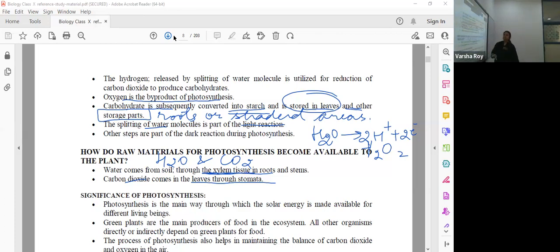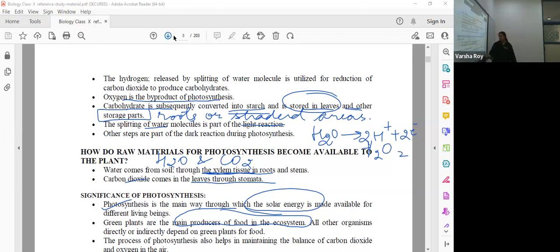Next, what is the significance of photosynthesis? क्या फायदा है photosynthesis से? Environment को क्या फायदा होगा? सबसे बड़ा फायदा food synthesis. This is the only way कि हम solar energy को भी trap कर रहे हैं. So this is a transducer. It is like a transducer converting one form of energy into another form of energy. So it is converting solar energy. It is made available for different living beings. Green plants are the main producers of food in the ecosystem. ठीक है? So all other organisms directly or indirectly किस पे depend होते हैं? Plants पे. So we are dependent on plants.